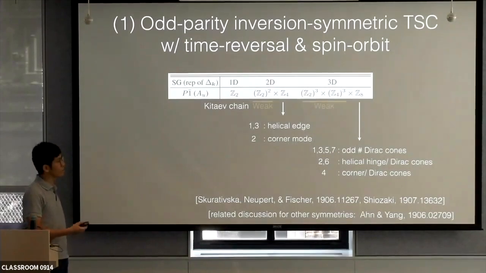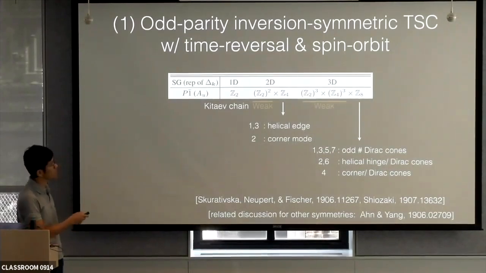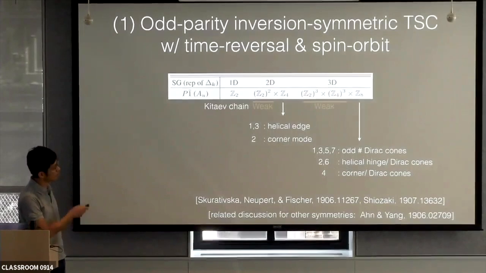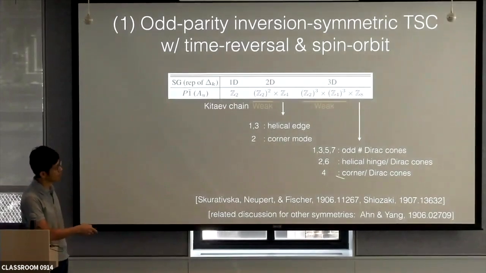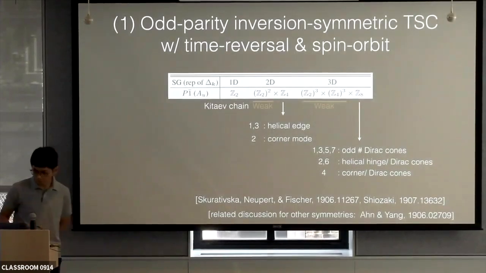So if you have some materials, you can imagine computing these symmetry indicators, and then by consulting these characterizations, you know what TSC you have.